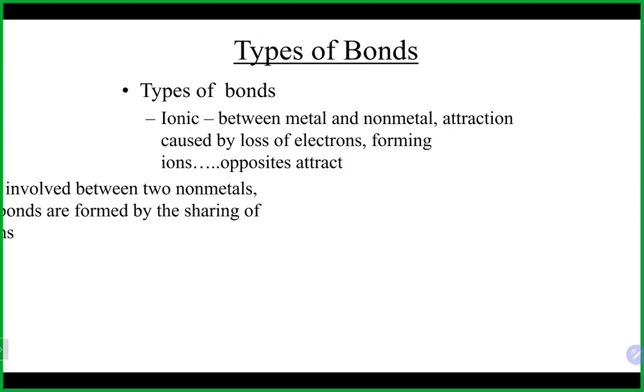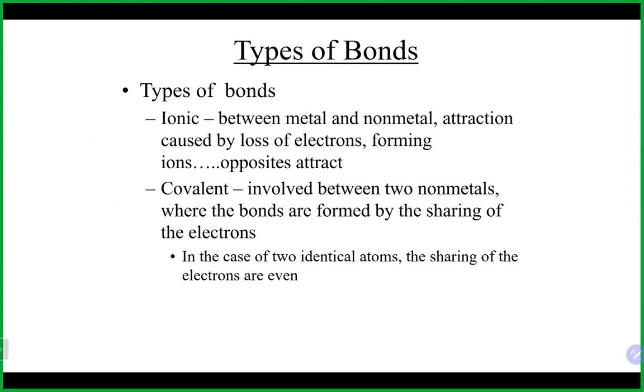This is really the reason why we see certain things happen when we look at different types of bonds. Ionic bonds, as a reminder, are always between a metal and a non-metal. And again, we get that opposite attraction as electrons go from the metal to the non-metal, creating our ions. Covalent bonding is a little bit different. As we talked about, that's between two non-metals. We have sharing of electrons.